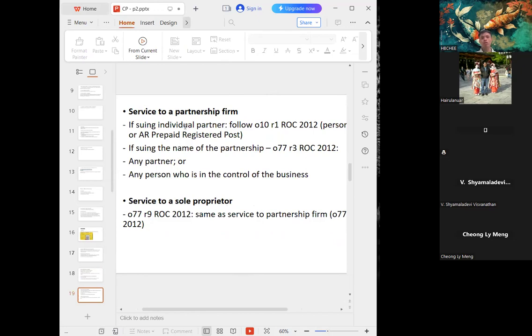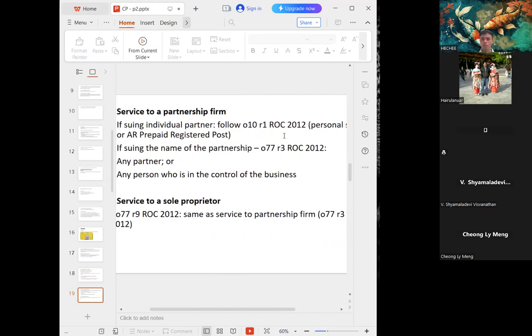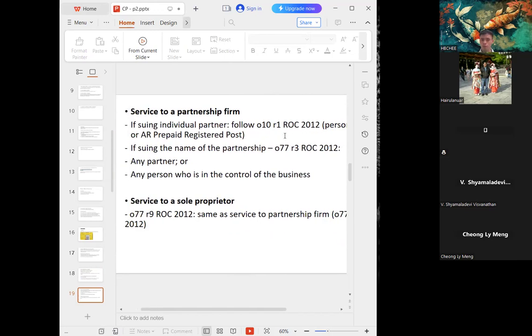Now we come to service to a partnership firm. If you are serving the individual partner, you don't need to go for the partnership firm. So you see, Order 10 Rule 1 applies: personal service or AR prepaid registered post. If you are suing in the name of the partnership, this is given under Order 77, Rule 3. You can serve any partner or any person who is in control of the business.